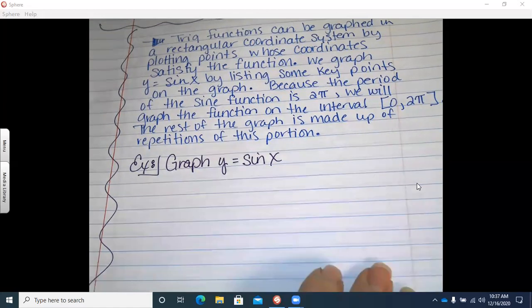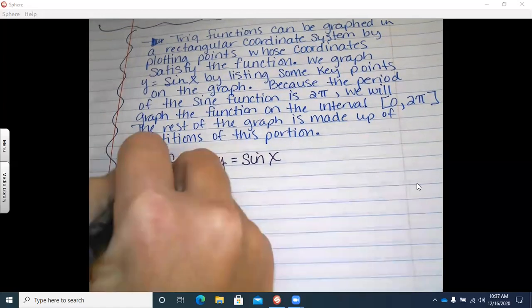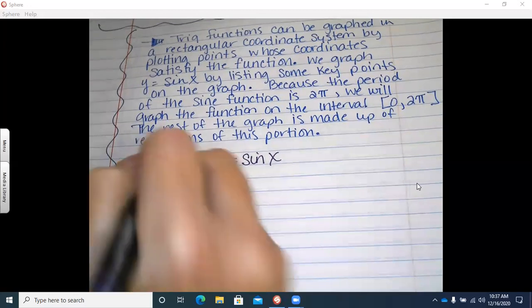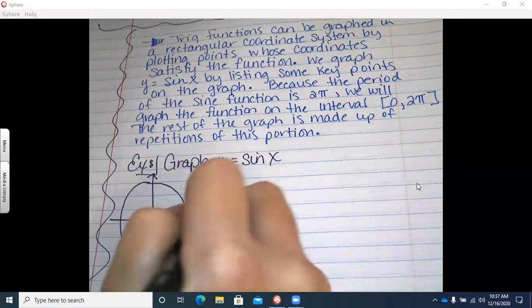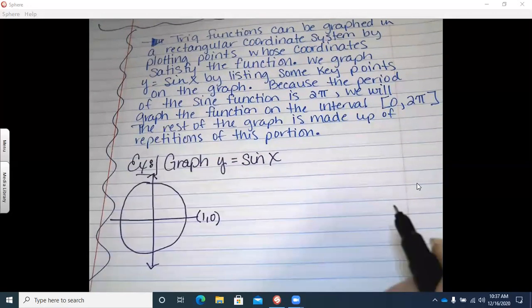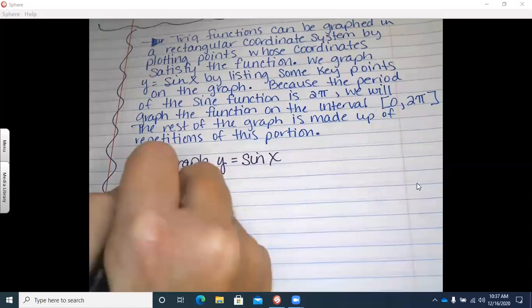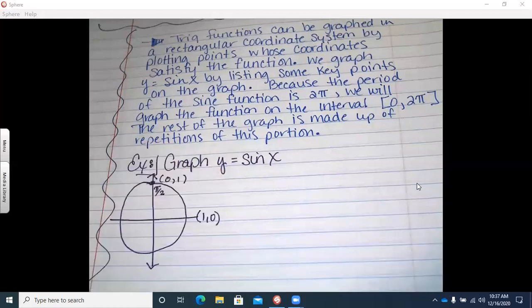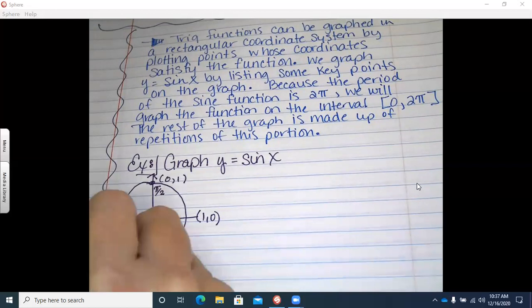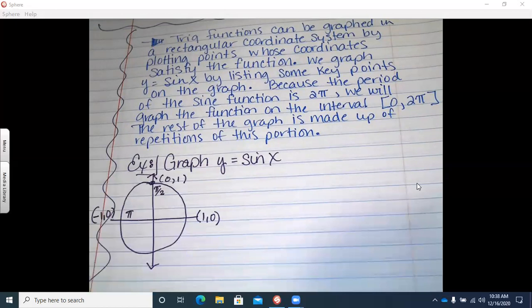And we know at 0 radians, the ordered pair is 1, 0. At pi halves, the ordered pair is 0, 1. At pi, the ordered pair is negative 1, 0. At 3 halves pi, the ordered pair is 0, negative 1. And at 2 pi, the ordered pair is also 1, 0.